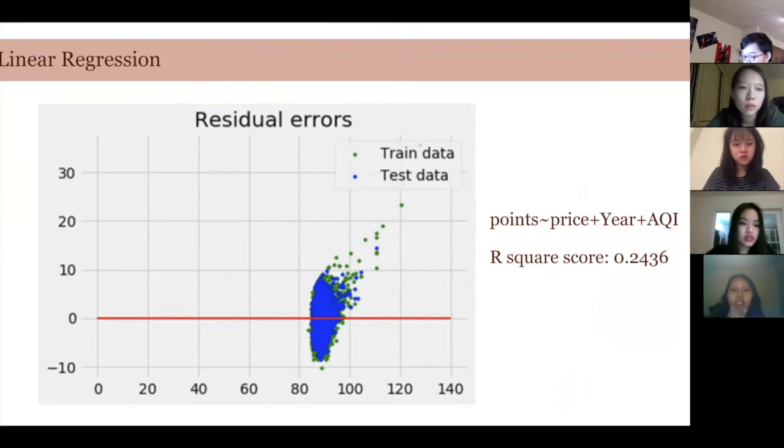Next slide. Then we try to take one more variable in it, and now the y is points and the x is price, years and AQI. We could see that the R square improved a little, and it is 0.24.